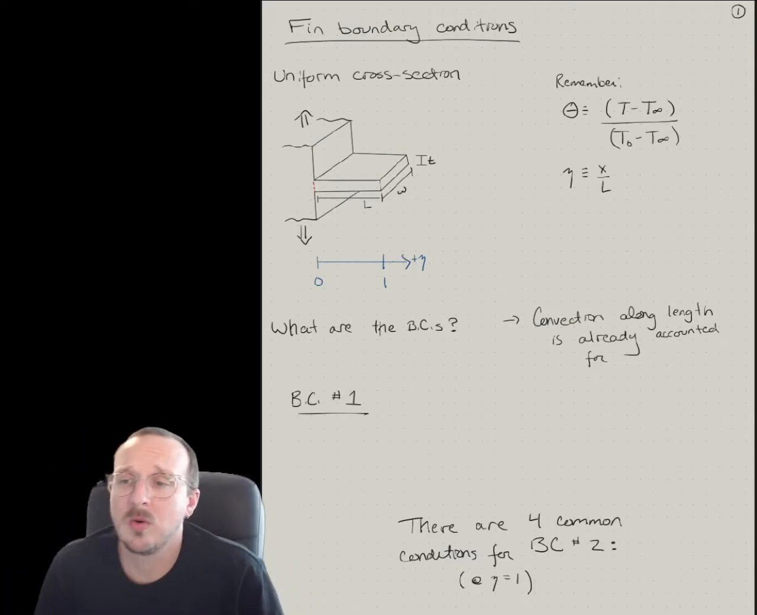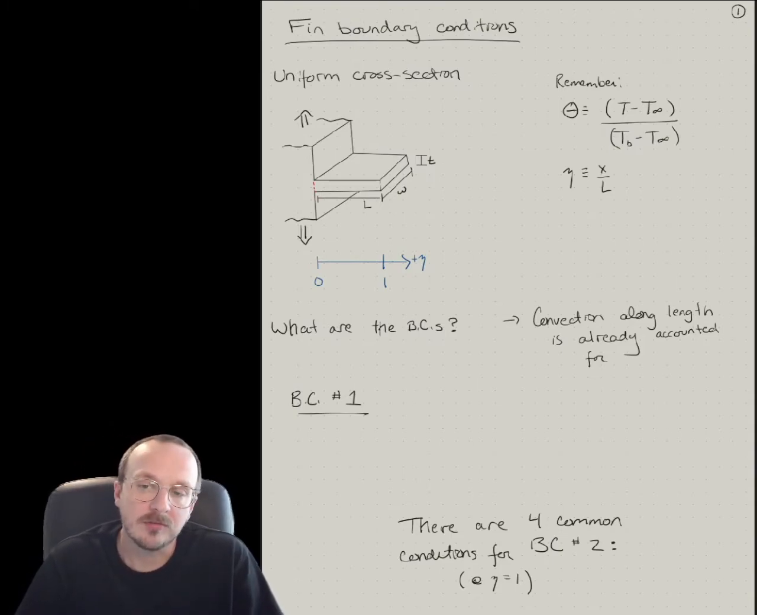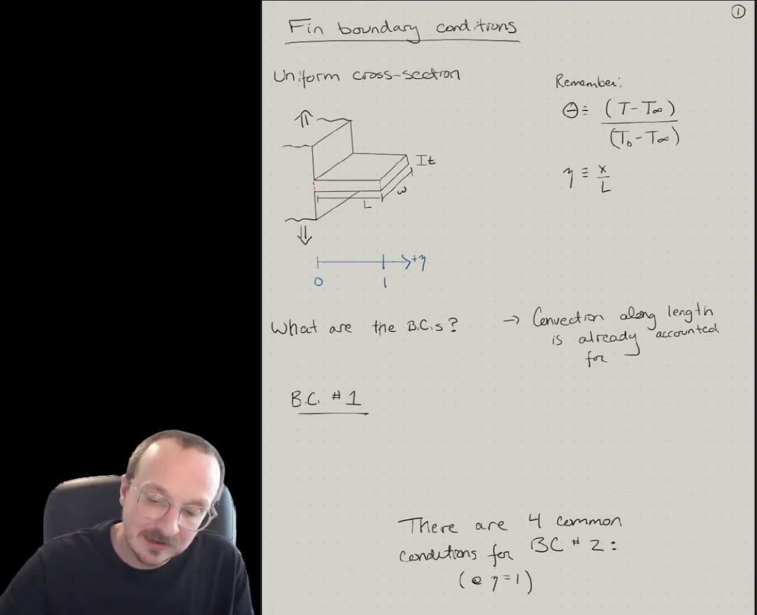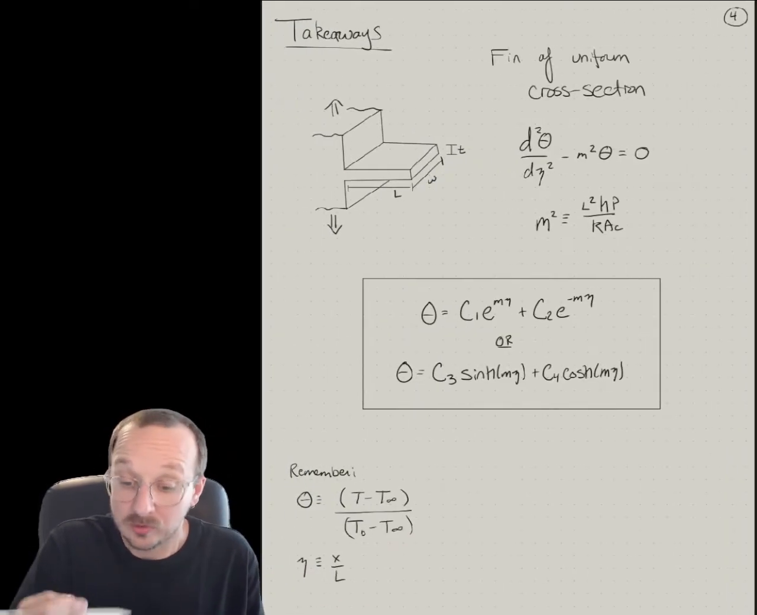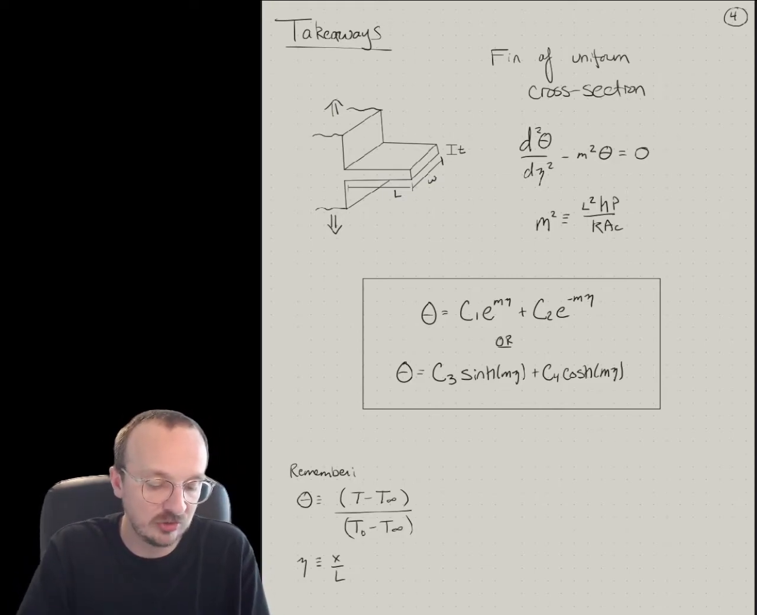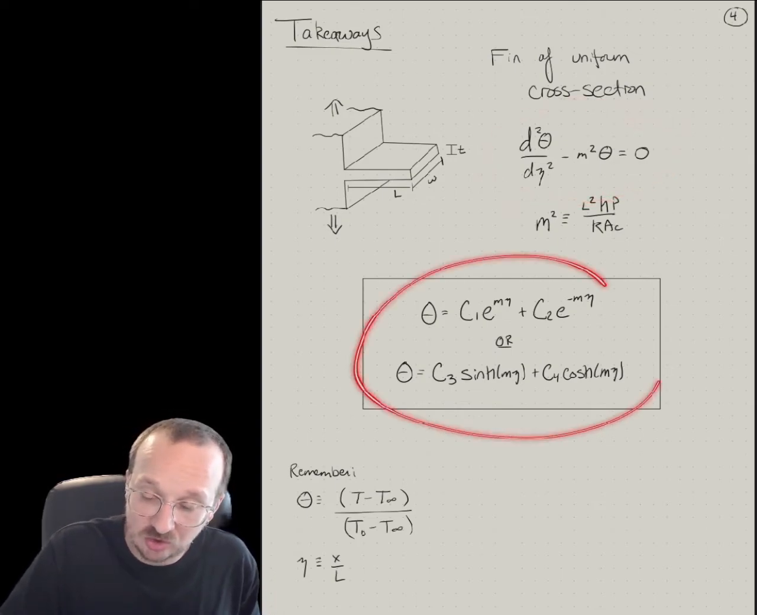In this video, I want to talk about what the boundary conditions are to solve the differential equation for a fin. And in the last lecture, we derived the general solution for the fin equation. Okay, so this is for a uniform cross-sectional area. This is our differential equation. This is the general solution.